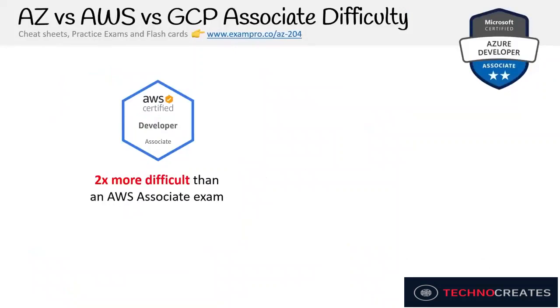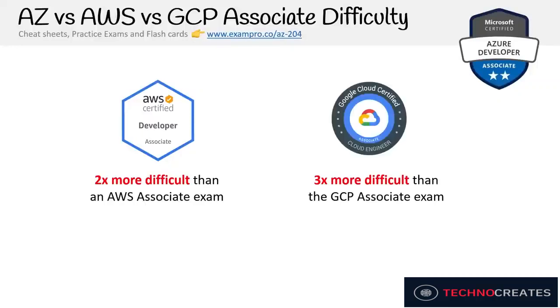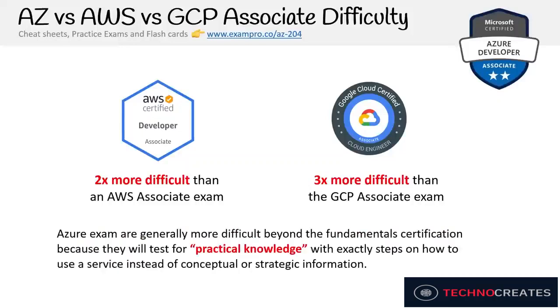In terms of difficulty, the Azure Developer Associate is, I would say, 2 times harder than the AWS Developer Associate and 3 times more difficult than the GCP Associate. And I'm talking about the exams, not necessarily the application of being a developer in the platform, but just the fact that the way Azure makes their exams is they really want to test for practical knowledge. So it's not about conceptual or strategic information, not to say that there aren't those kinds of questions on the exam, but it's a huge focus on, do you know how to actually set things up? And do you know the nuances of them? So you're going to see a lot more labs than normal in my courses for this particular study course.